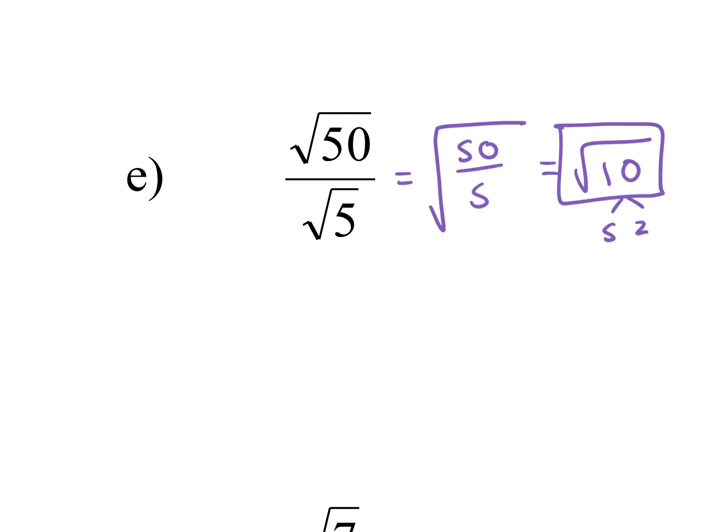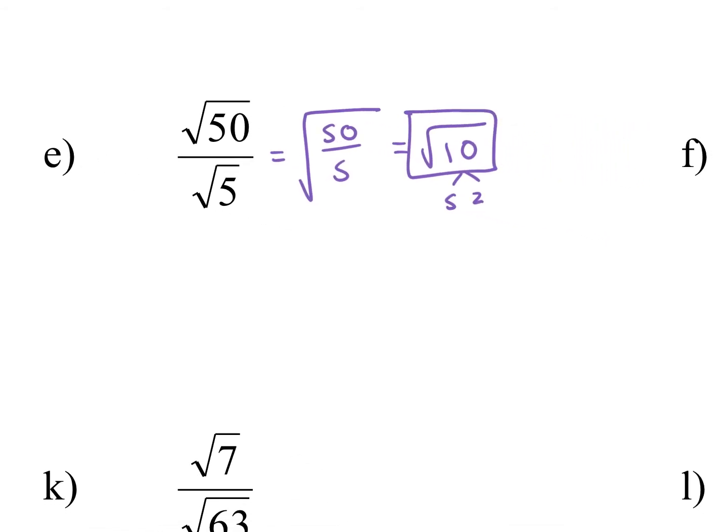It wouldn't be 10. Do I have a pair of 10s? No. So you need that square root there. Because remember, the square root of 10 and 10 are 2 different numbers. I don't have any pairs, so I can't take it out, so the square root stays.